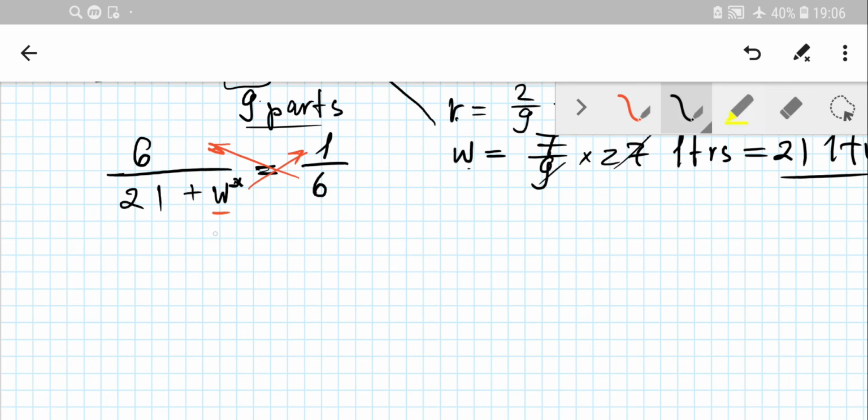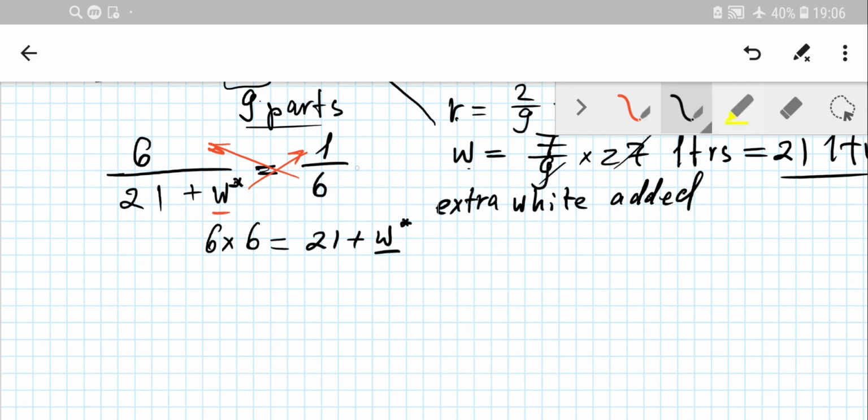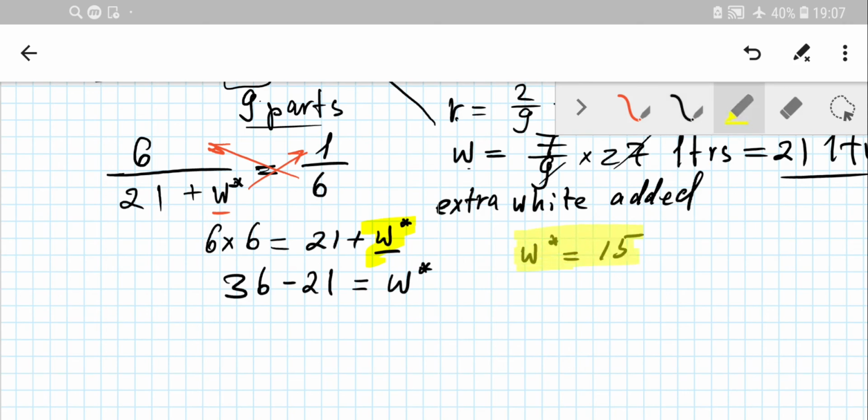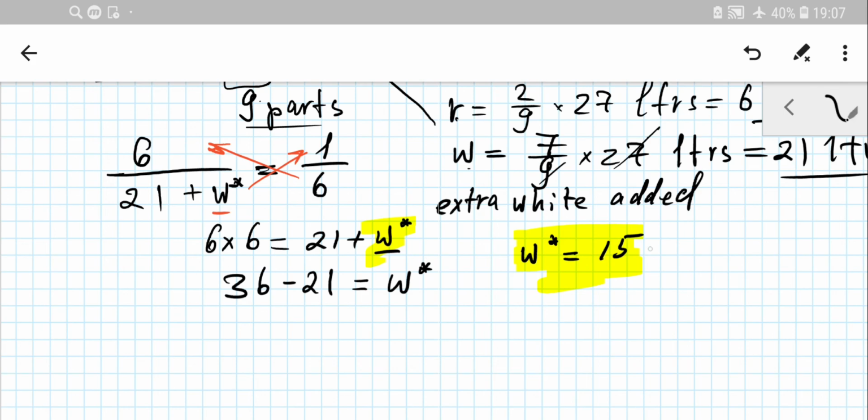So 6 times 6 equals 1 times 21 plus w, so 21 plus w star. So w star is the extra white paint that you added, extra white added. Okay, and you're looking for this value. So w star is simply 36 minus 21 liters. That stays for w star. So 36 minus 21 is simply 15 liters added. So extra white was added in the amount of 15 liters.